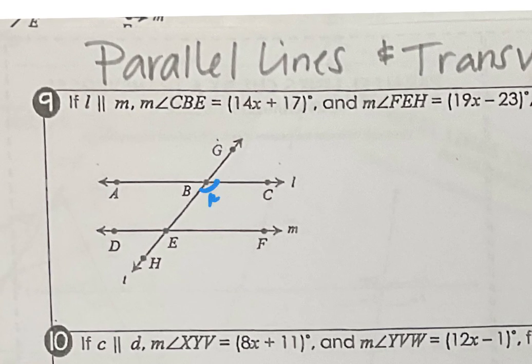CBE is 14x plus 17. And then they say FEH is 19x minus 23. So FEH is down here, and that's 19x minus 23. What is the relationship between those two angles?